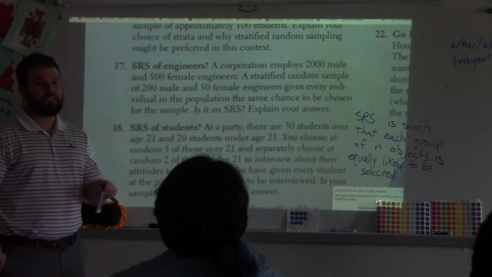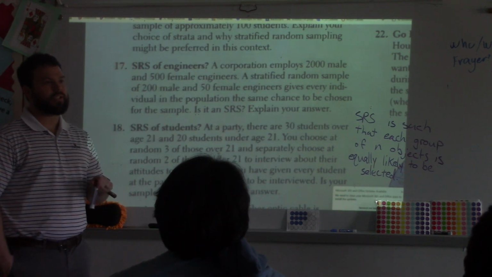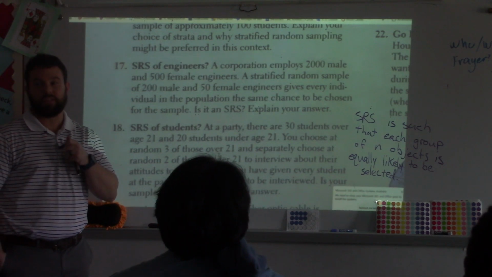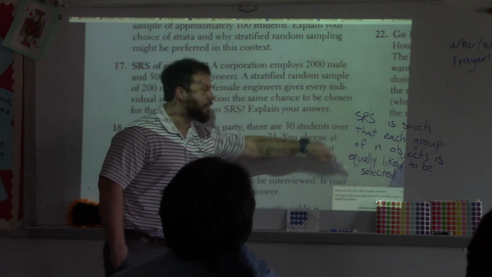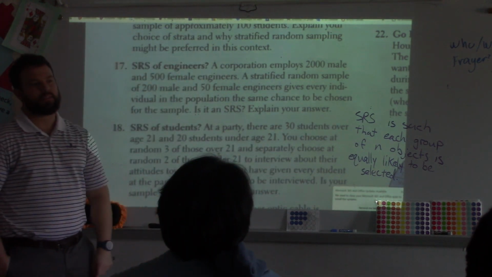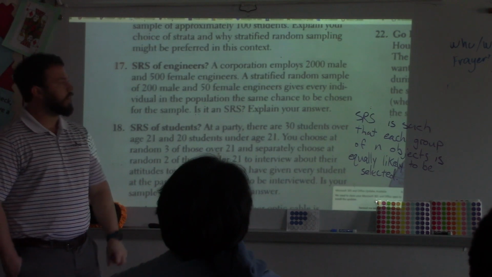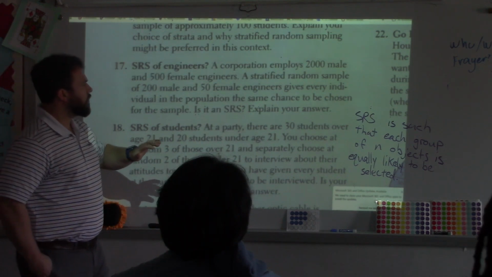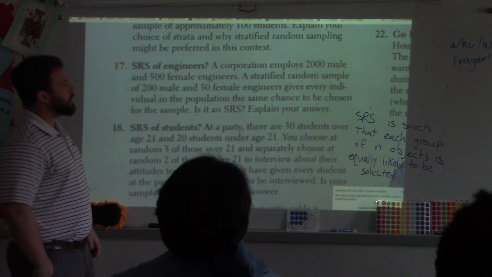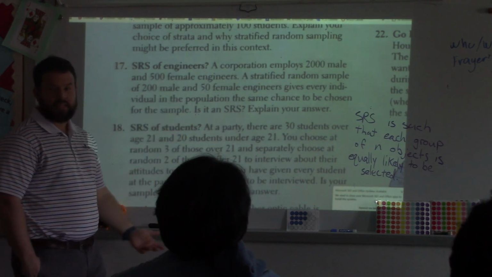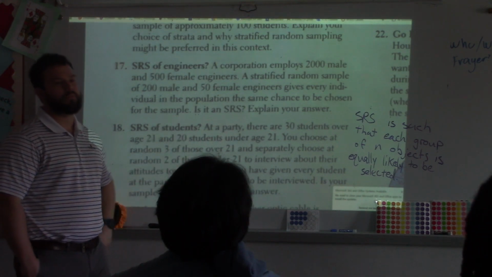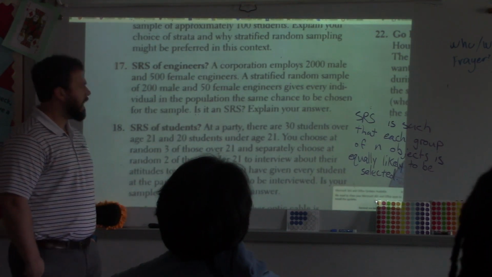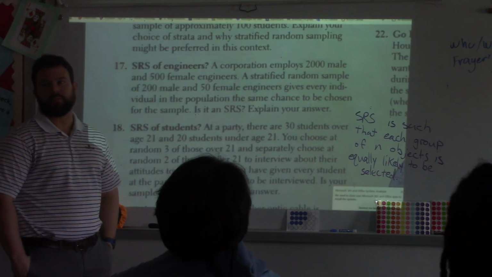So it's important to understand, it's not that each person has an equally likely chance of being selected, because that's what I understood it to be for way too long. It's that every group of n objects is equally likely to be selected. So if you can't have all 250 people selected be male, then that's not a simple random sample. I can't get every possible group, because I have to have 200 males and 50 females.